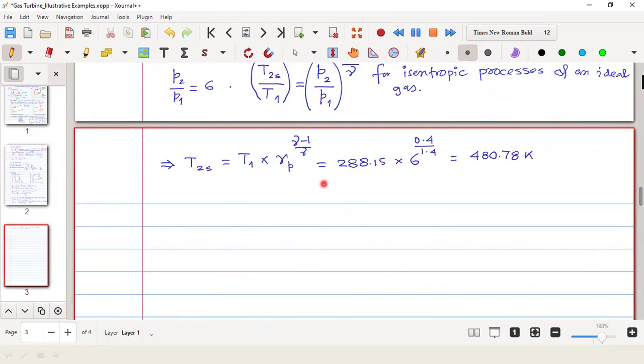I have already calculated that and am showing it, to skip the calculation time. Now you must always check it. You should calculate it again. So we have determined T2s.